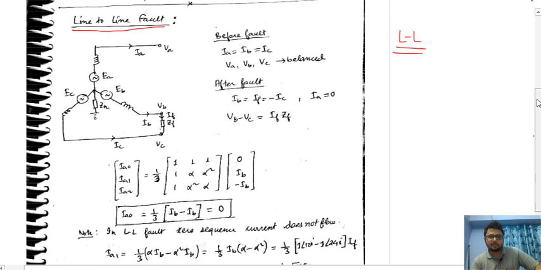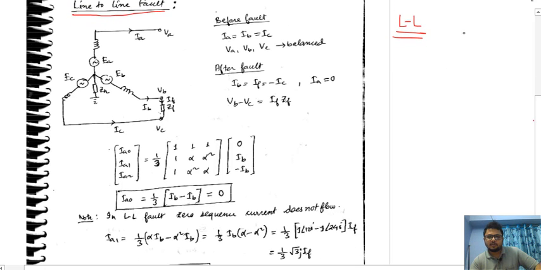What do you mean by double line fault? Double line fault means when there is a fault between two lines. The lines can be anything. We are mainly dealing with a three-phase system having phases A, B and C. In this three-phase system, the fault occurs between any two lines, either AB or BC or AC.